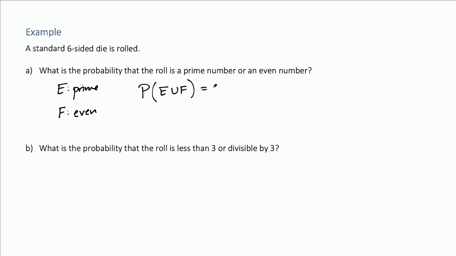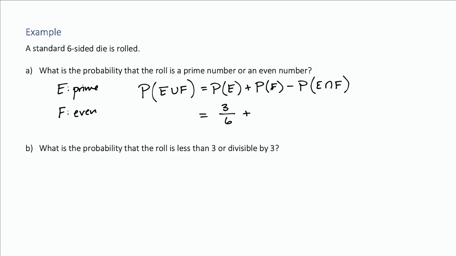F. Our formula for this is the probability of E plus the probability of F minus the probability of E and F. In other words, the probability of E intersect F. So we go through and do each of these. The probability that you roll a prime number, we need to think about how many prime numbers there are on a six-sided die. So the prime numbers from 1 to 6 are 2, 3, and 5. So there are 3 numbers, 2, 3, and 5, out of the 6 on the die.